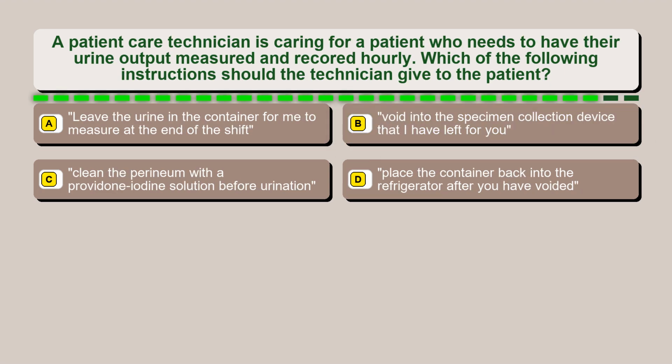Question 46. A patient care technician is caring for a patient who needs to have their urine output measured and recorded hourly. Which of the following instructions should the technician give to the patient? Option A, leave the urine in the container for me to measure at the end of the shift. Option B, void into the specimen collection device that I have left for you. Option C, clean the perineum with a povidone iodine solution before urination. Option D, place the container back into the refrigerator after you have voided.